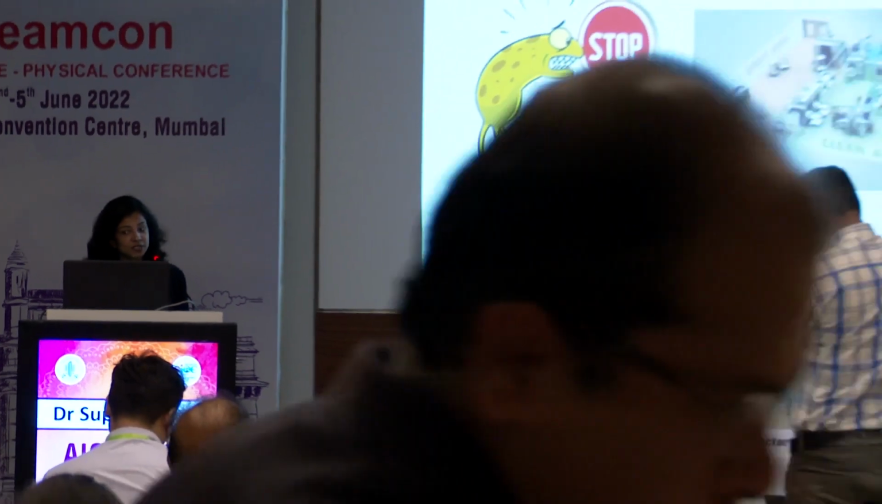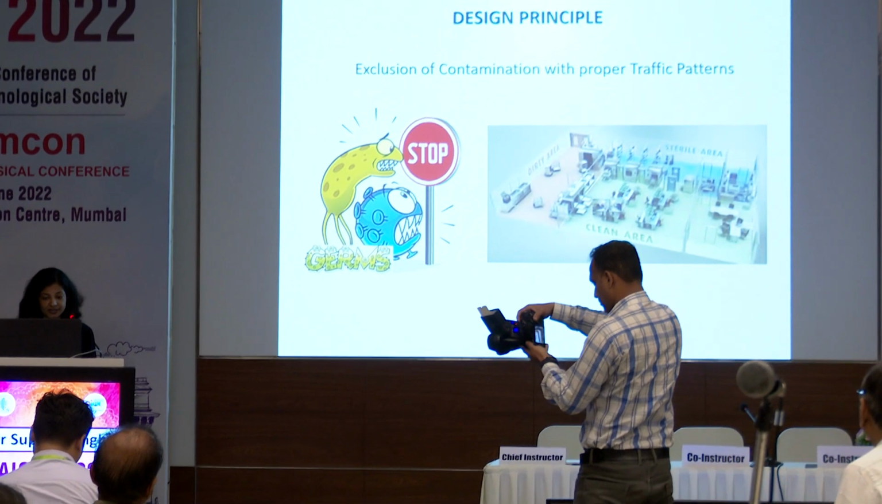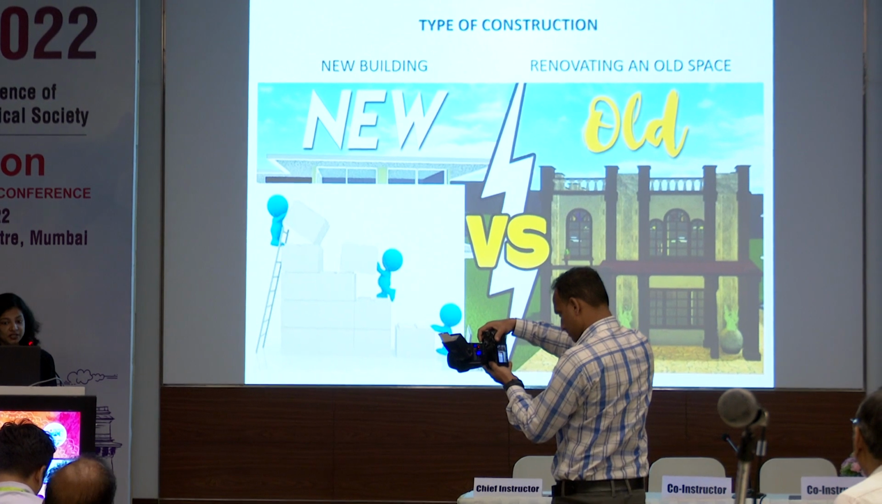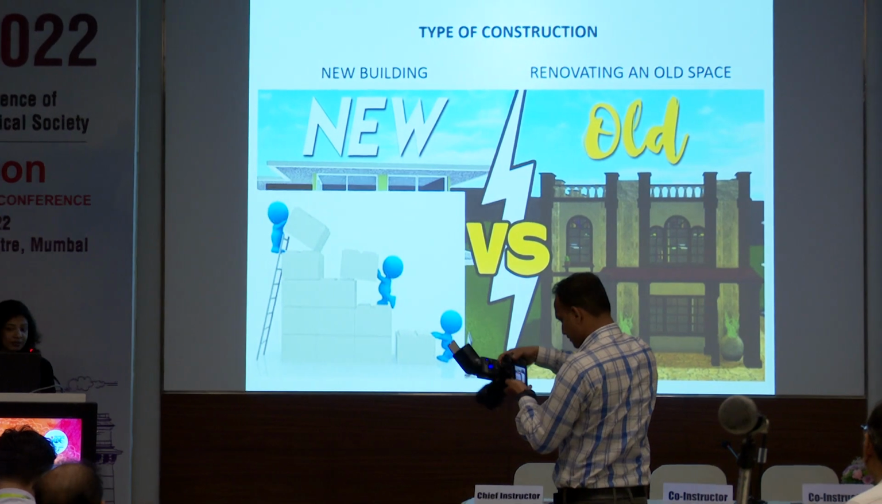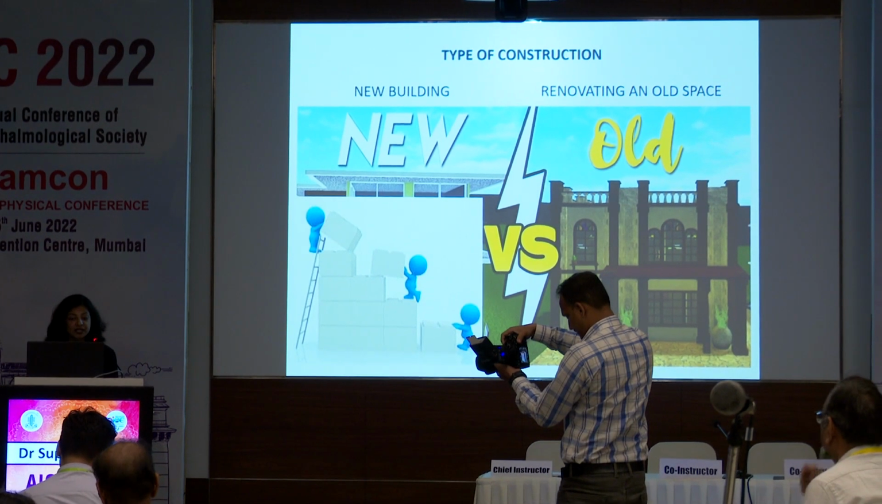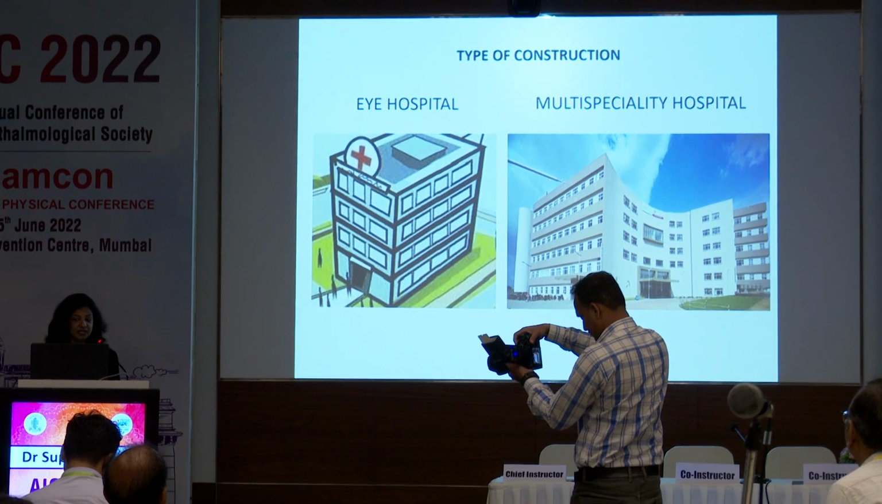There are many different ways of building an OT complex, but the essential principles that should be followed while planning the physical layout are exclusion of contamination with proper traffic patterns and separation of clean from contaminated areas. So the first and foremost thing to consider is the type of construction. Are we going to construct a new building altogether, or are we going to renovate an already existing structure? Is it going to be an exclusively eye hospital or part of a multi-speciality hospital?